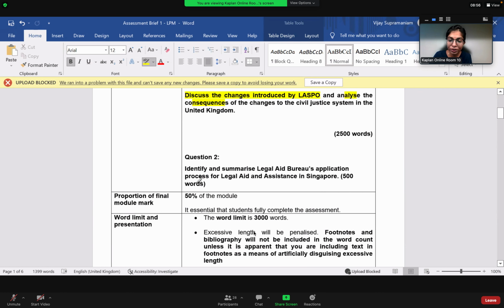So what you have to do here is you must identify and summarize the Legal Aid Bureau application process for legal aid and assistance in Singapore. This one is 500 words. This one is just descriptive. I repeat again, this 500 words essay, this part is descriptive because the question says identify and summarize within 500 words what is the application process. That's all. Okay? Now, so in total, it's 3,000 word count.